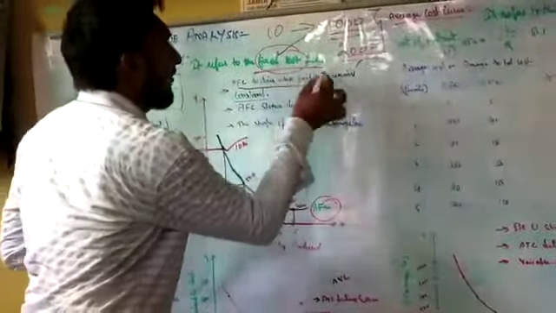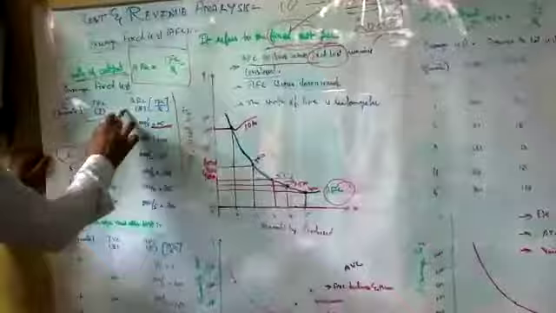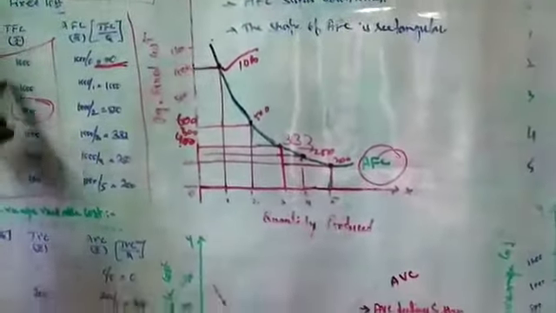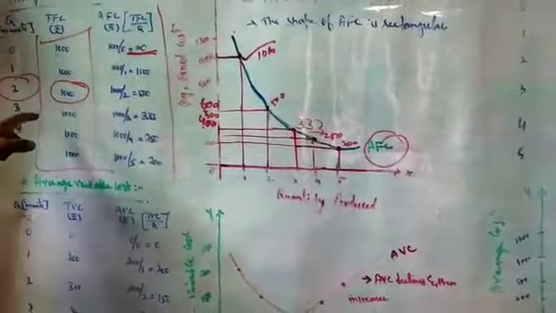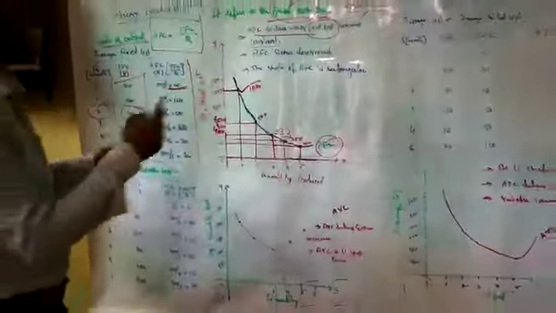It's going down. But fixed costs remain constant. You see, fixed cost is constant. It's the same, it's not at all changing. Even a single paisa is not going to change. It will remain the same, right?